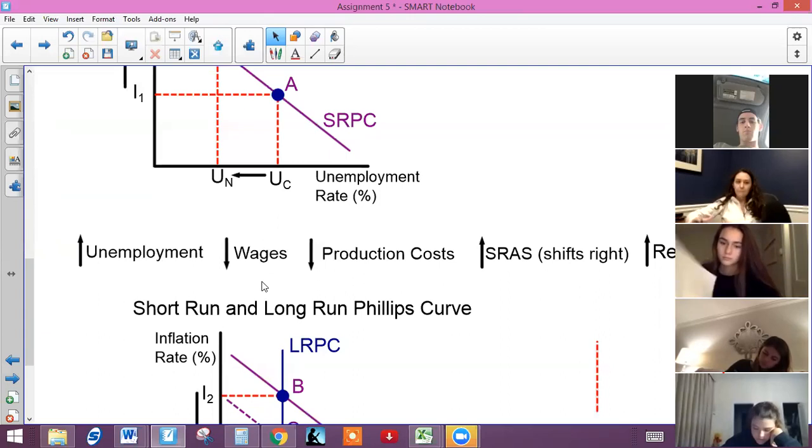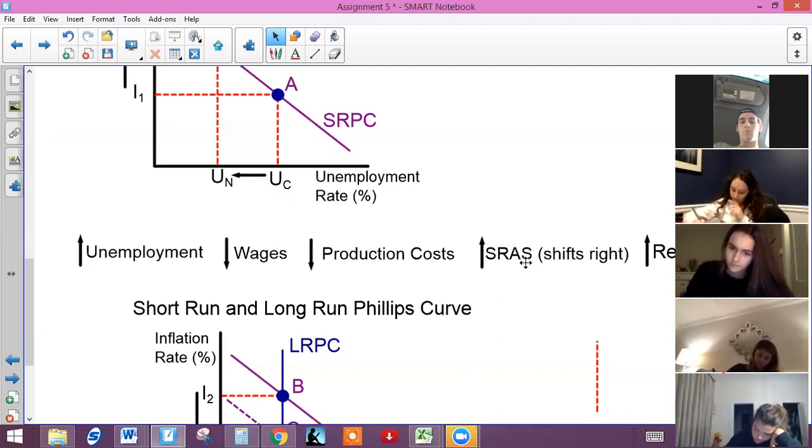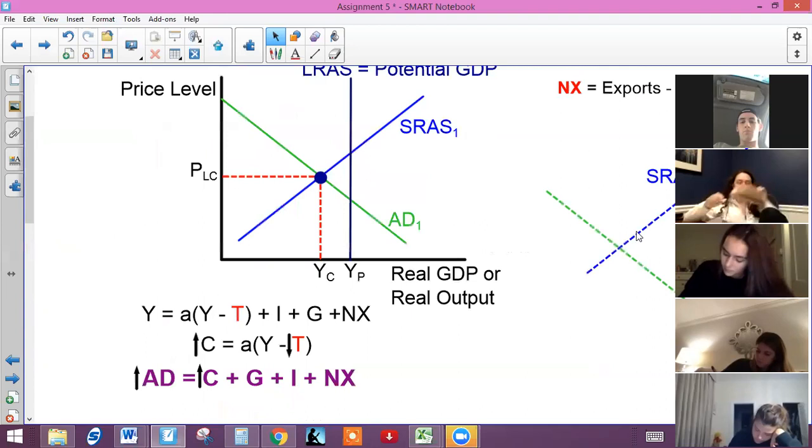Now, when wages start to drop, wages are a part of the production cost. So when wages drop, production cost drop. And when we have an overall drop in the cost of production, our short run aggregate supply curve shifts to the right. So it's going to shift to the right. That's what's going to happen.